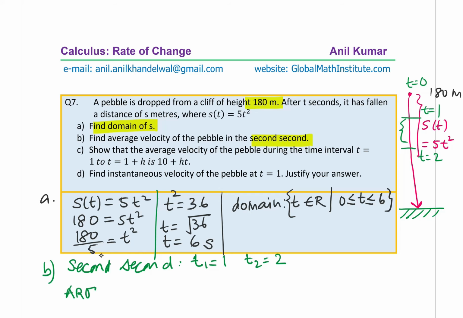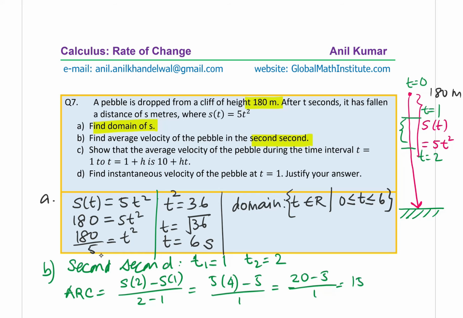So the average rate of change will be s of 2 minus s of 1 over 2 minus 1. Is that simple, right? So just plug in 2 here, so we get 5 times 2 squared, which is 5 times 4, minus 5, over 2 minus 1. So it is 20 minus 5 over 1, which is 15. And this displacement is given in meters, right? So meters per second. So that is the average rate of change.